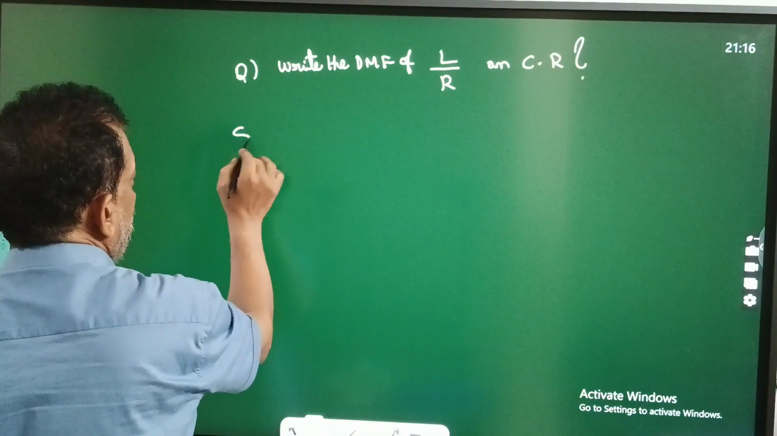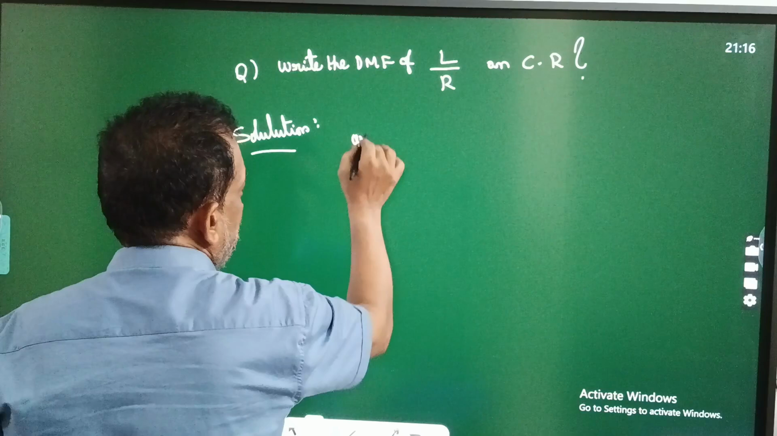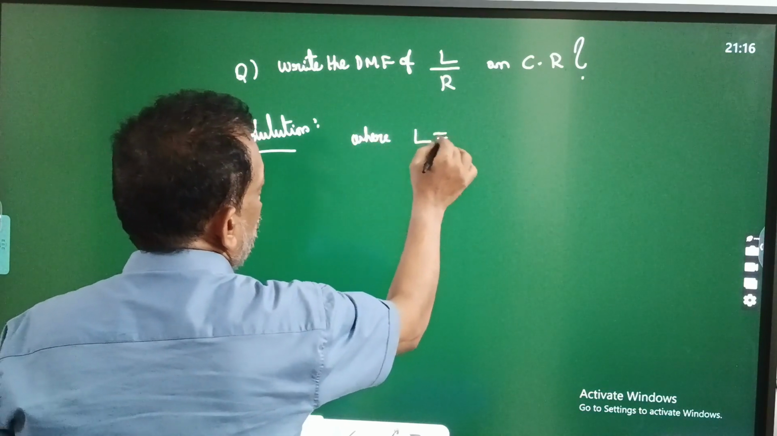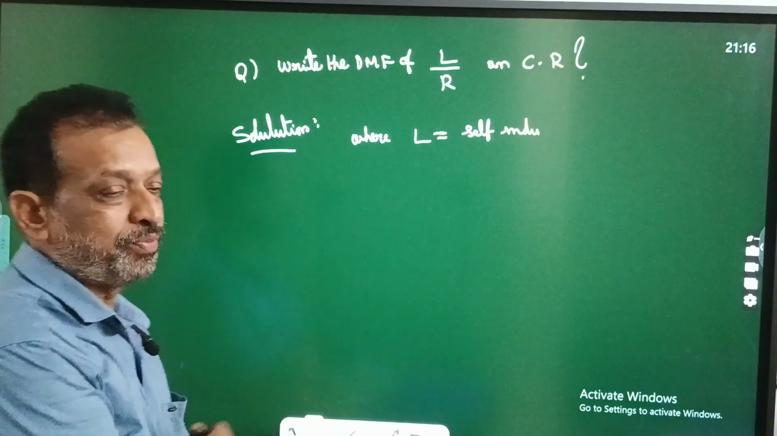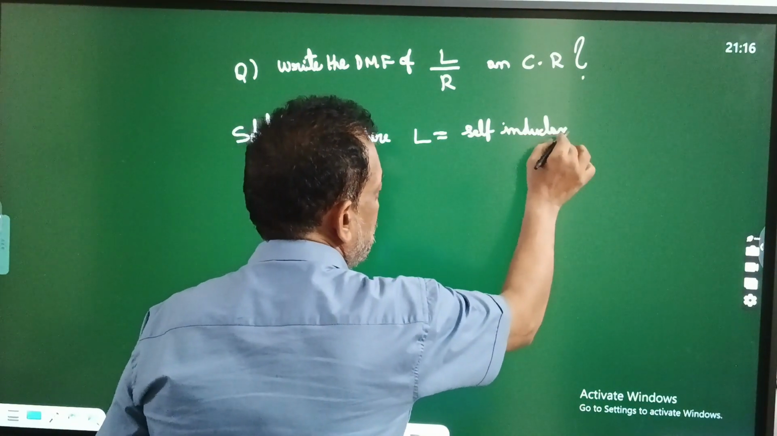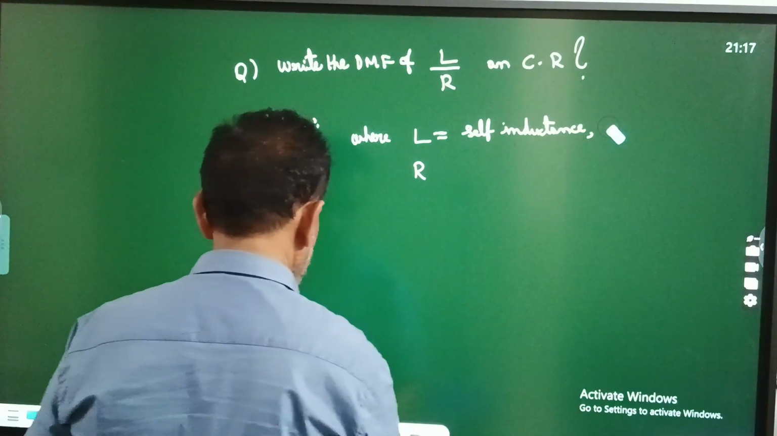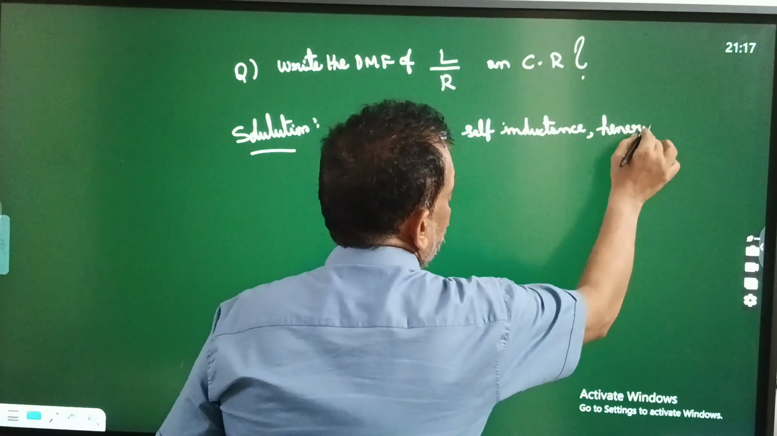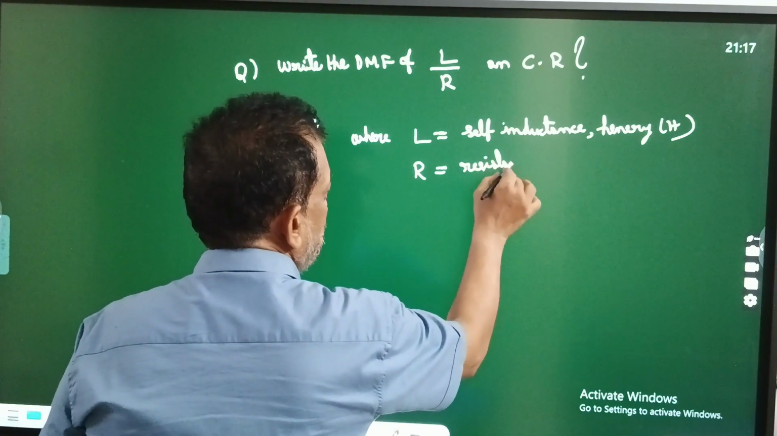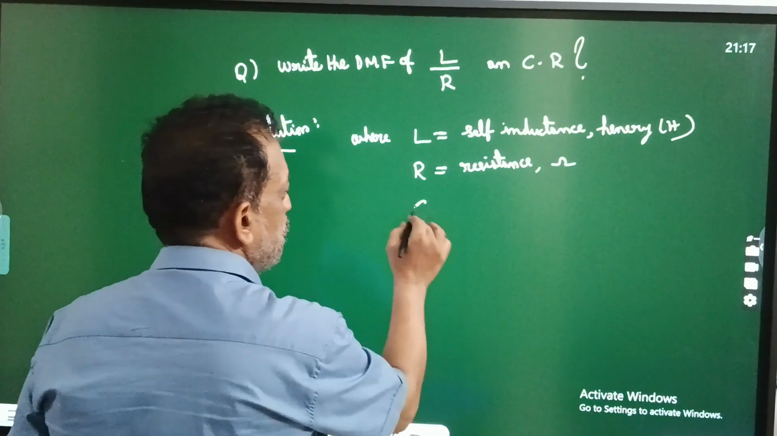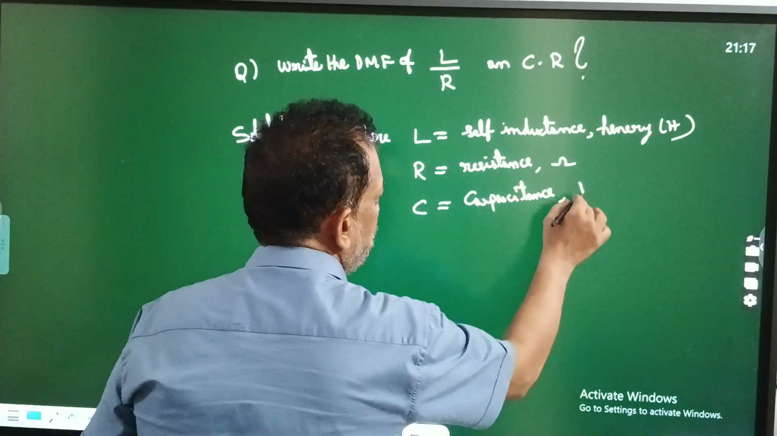So, I'll give the solution. Here the first point is: L is equal to self-inductance. You are going to get it in AC circuits. What is the unit of self-inductance? Henry. Symbol is H. R is the resistance, the unit is ohm. C is equal to capacitance. What is the unit of capacitance? Farad. Okay, well and good.